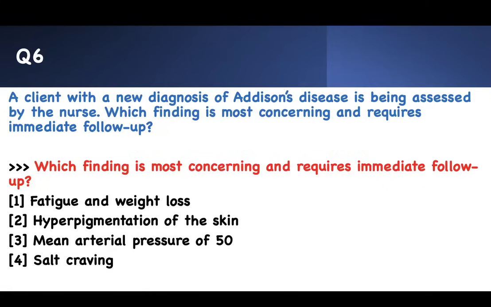That's your buzzword. A patient with Addison disease is being assessed by the nurse. Which finding is most concerning and requires immediate follow-up? Fatigue and weight loss, do you expect it in an Addison disease patient? Hyperpigmentation of the skin, do you expect that? Mean arterial pressure of 50, do you expect that? And salt craving. What is Addison disease?